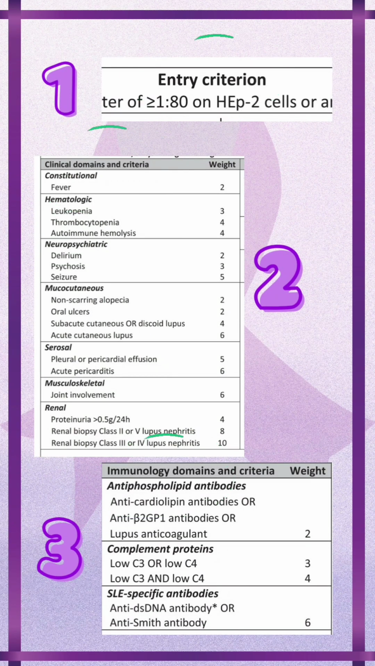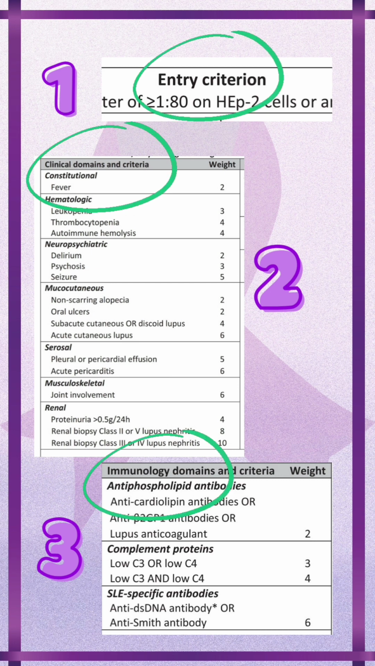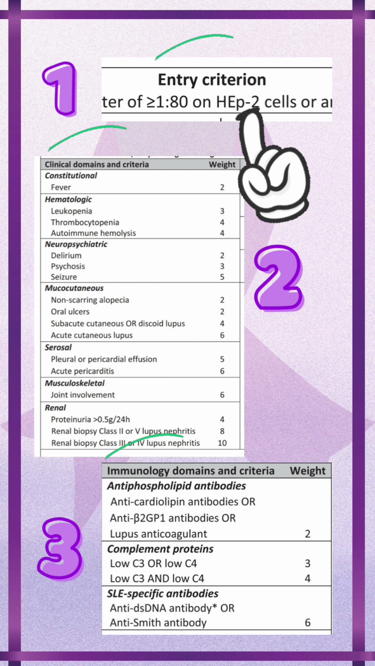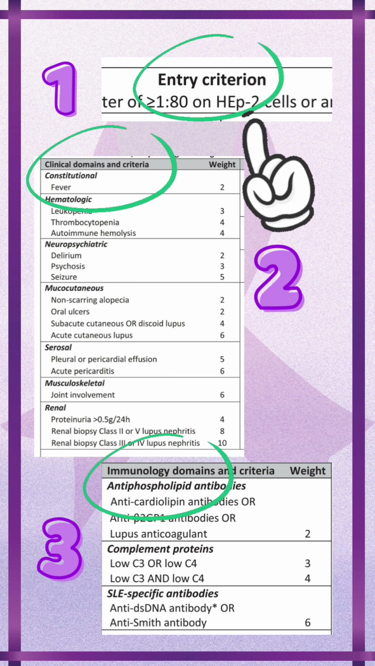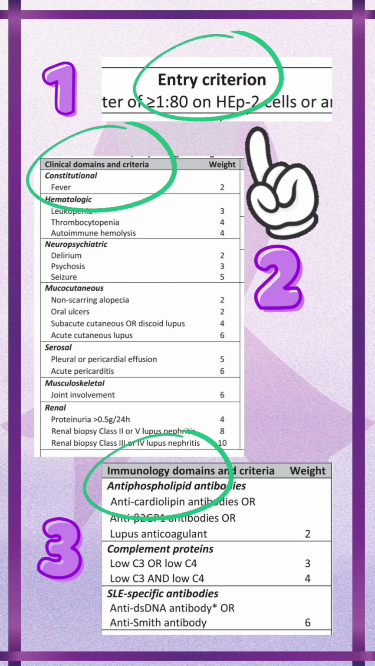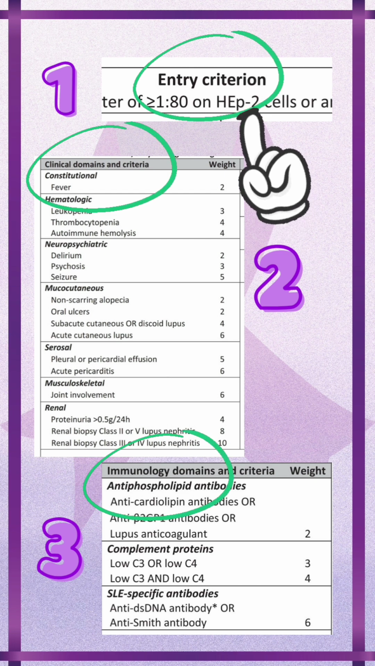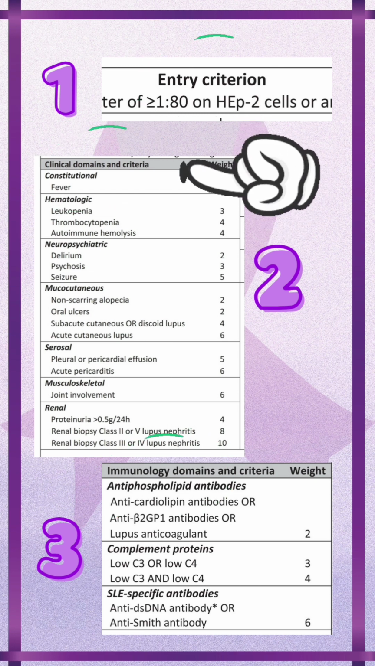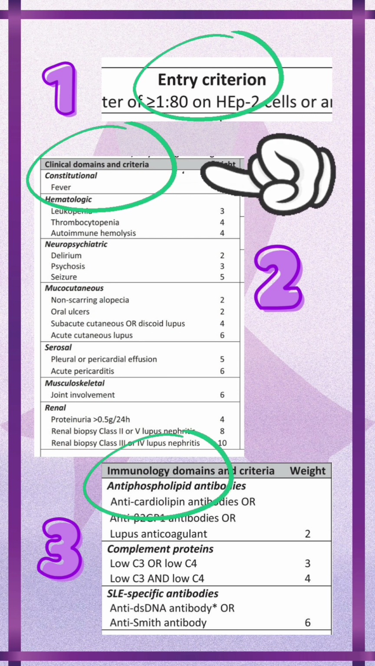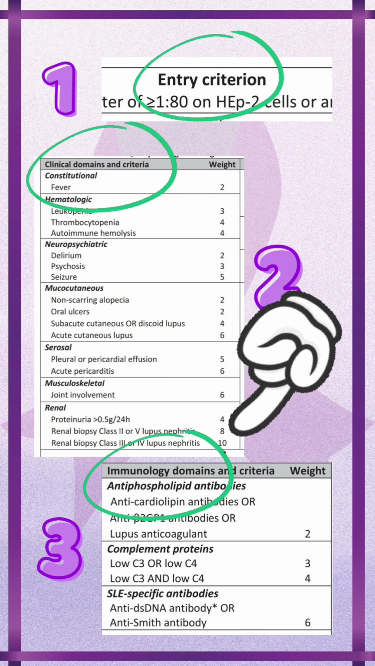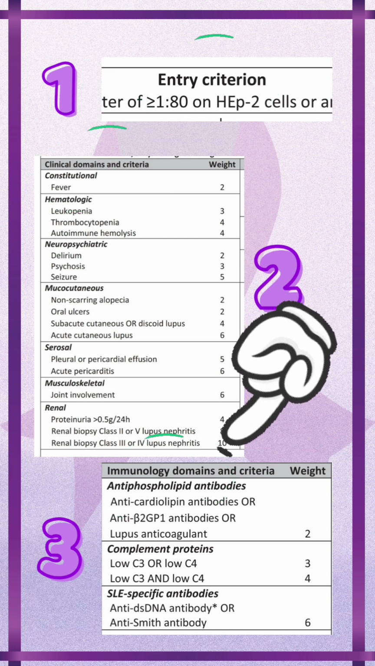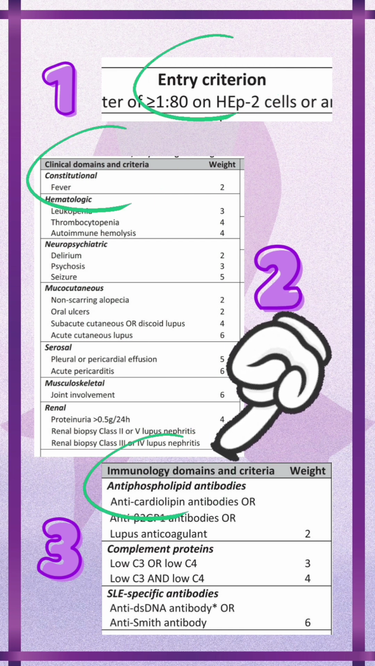Okay, the test for diagnosing lupus is broken down into 3 different types of criteria. The first criteria being the entry-level criteria, which I just explained. You have to have a positive ANA result to proceed to the next 2 criteria, which are the second criteria, which consists of all the clinical domains, and the third criteria, which consists of all the immunology domains. Don't worry, we're going to break this down for you in just a minute.